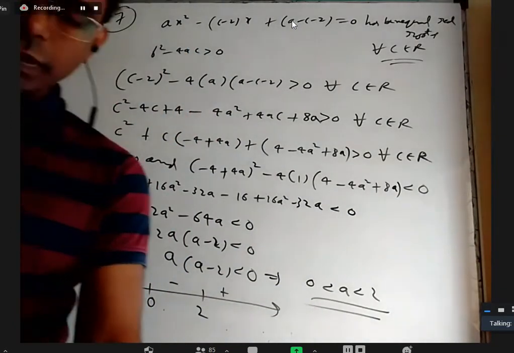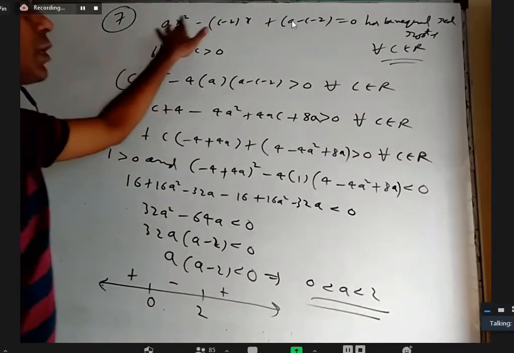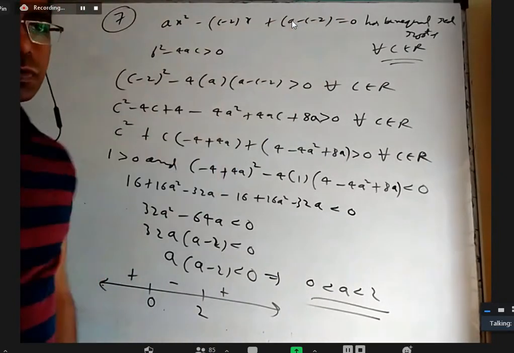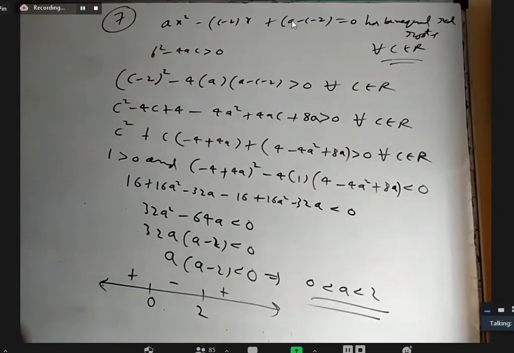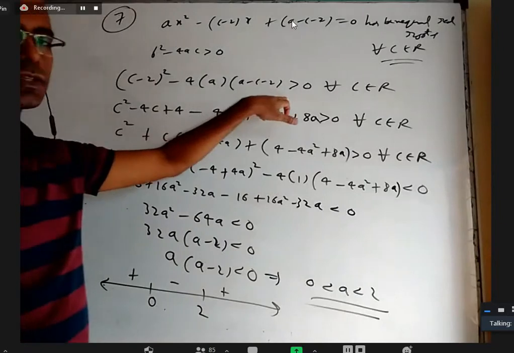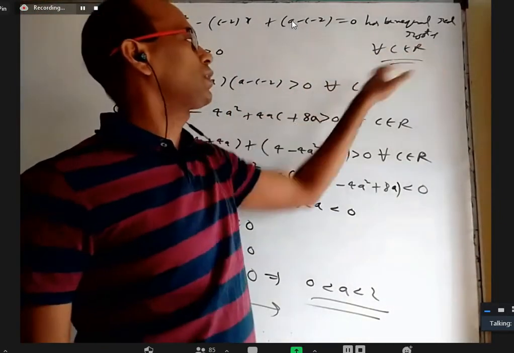Okay, this question covers many concepts. For the first one, this is a quadratic equation. It should have unequal real roots. For that, the discriminant b square minus 4ac should be greater than 0. So I count this discriminant. It should be greater than 0 for some c values? No. It should be true for all values of c.